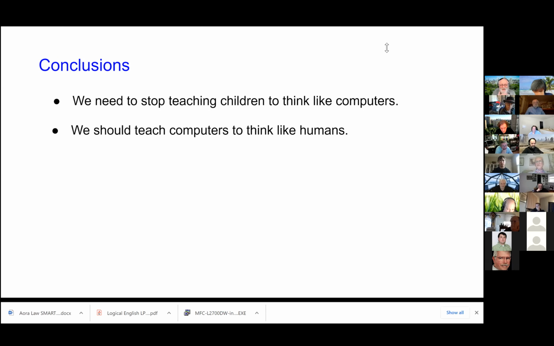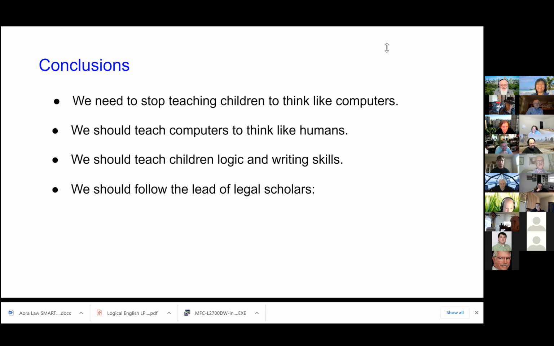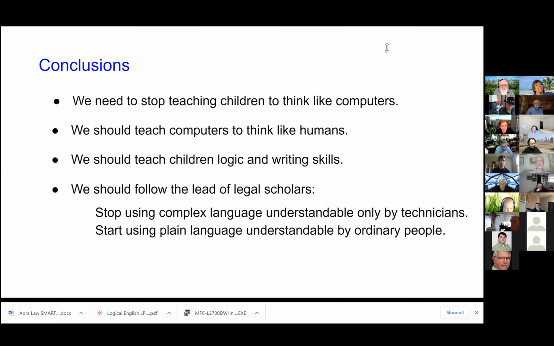We should teach computers to think like humans. We should start teaching children logic and writing skills. We should follow the lead of legal scholars and stop using complex language, which is understandable only by technicians, and use plain language understandable by ordinary people. Any more? That's it. Thank you very much.